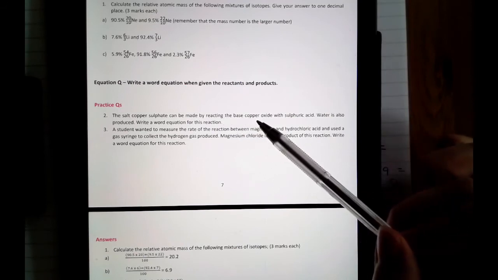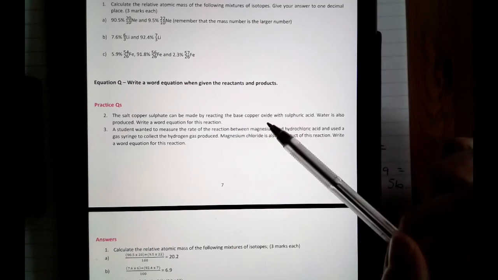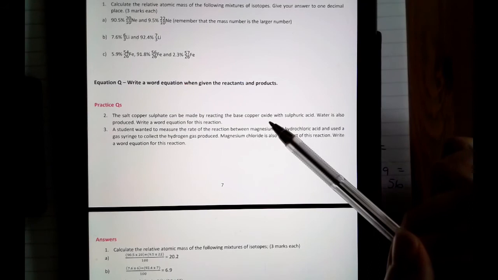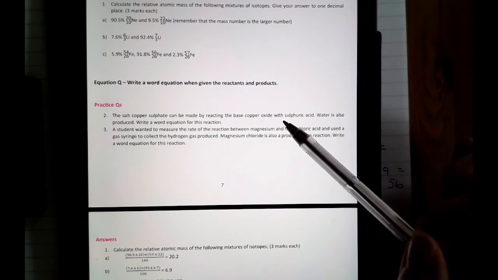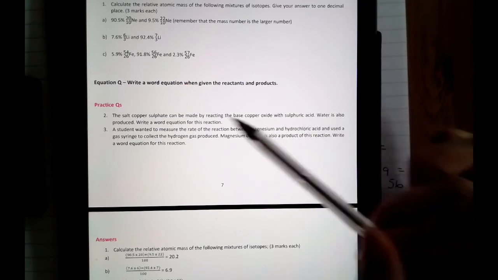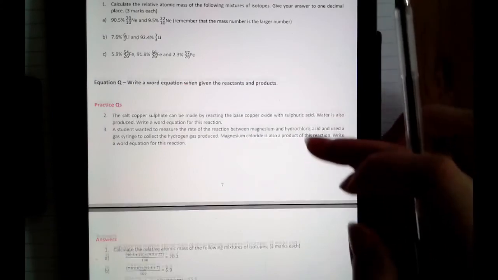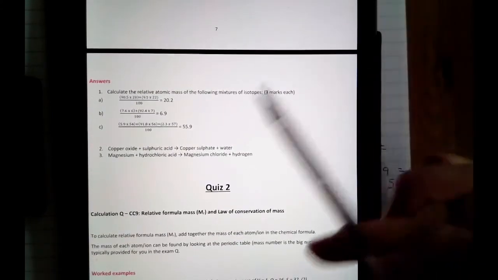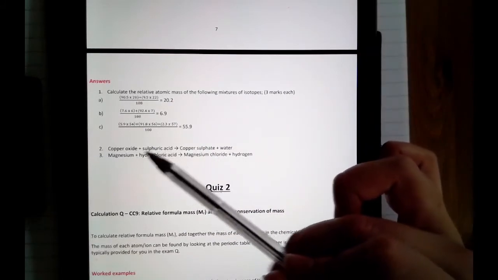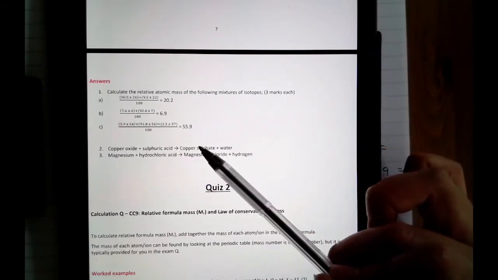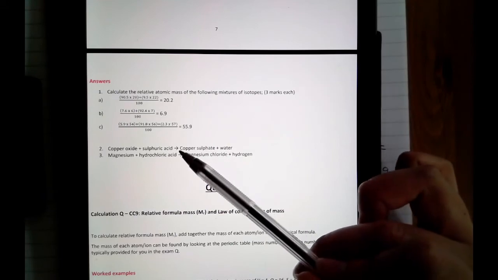So copper oxide and sulfuric acid, they are what you are reacting. They're going to go on the left hand side of your arrow. It then says water is also produced. Again, water is being made. It's going to go on the right hand side. So that's what it's going to look like. Copper oxide and sulfuric acid reacting to give you copper sulfate and water. You must use an arrow, not an equal sign.